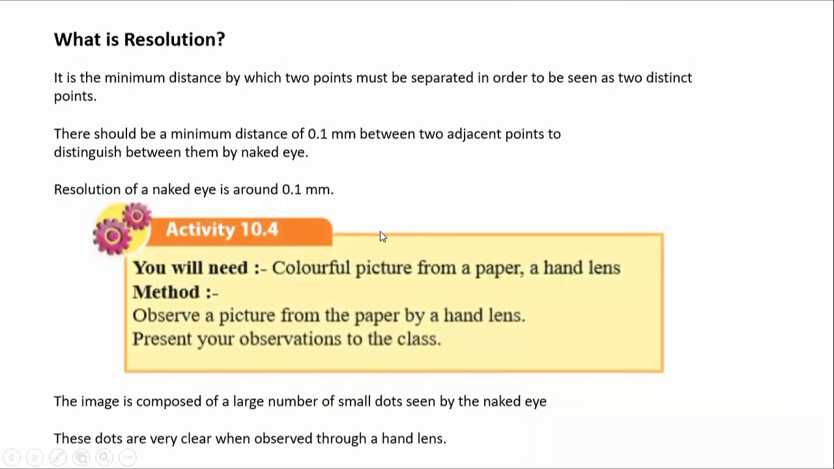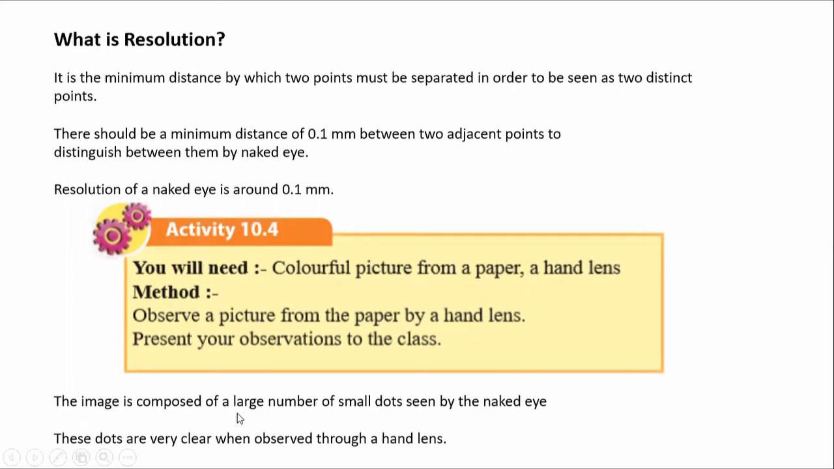Let's look into activity 10.4. You will need a colorful picture from a paper and a hand lens. Method: observe a picture from the paper by a hand lens. Present your observations to the class. So if you have a hand lens, you can just get a colorful picture and observe it, all right? But anyway, let's see what actually happens.